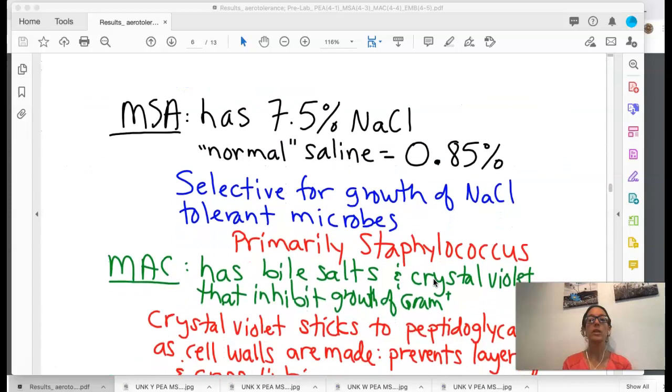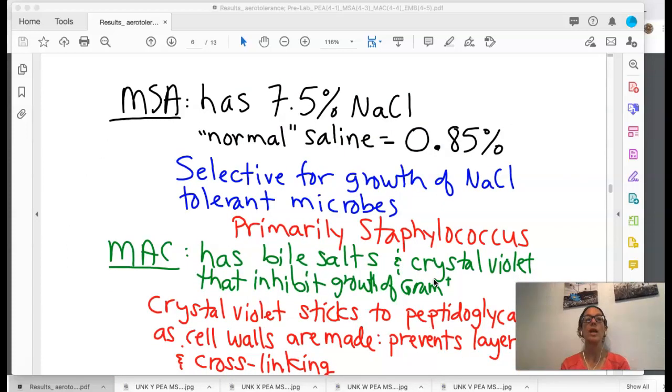The second selective media we have is MSA, and that stands for mannitol salt agar. This is exercise 4-3. It has a very high salt concentration of 7.5% sodium chloride. Normal saline is around 0.85%. So this is nearly tenfold what the salt content is in our cells.